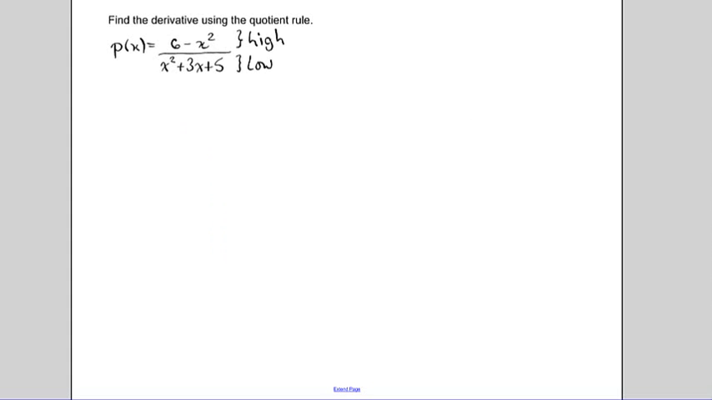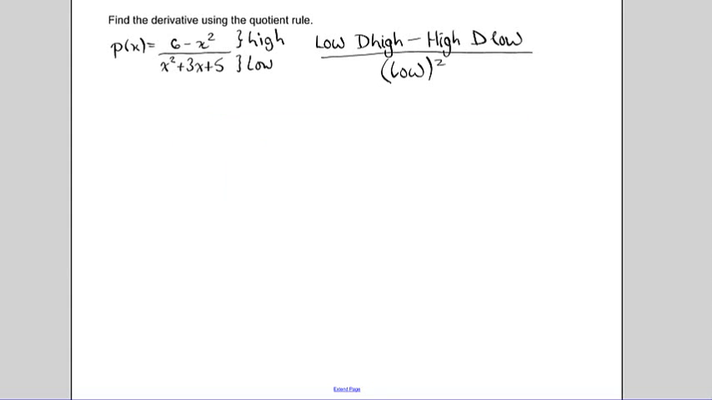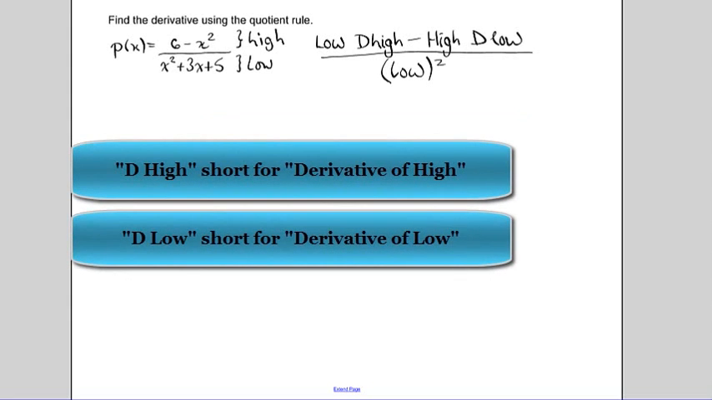Now there's a song that you can sing to yourself, and it goes low D high minus high D low all over low low. So sing it to yourself so that you memorize it. Just memorize it, and it will definitely help you when you're performing the quotient rule. So in this case, D high means the derivative of the high, and D low means the derivative of the low.